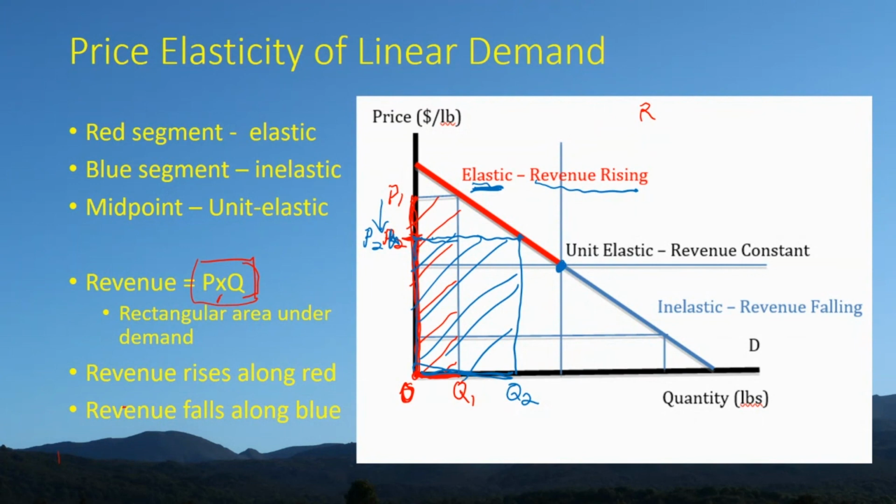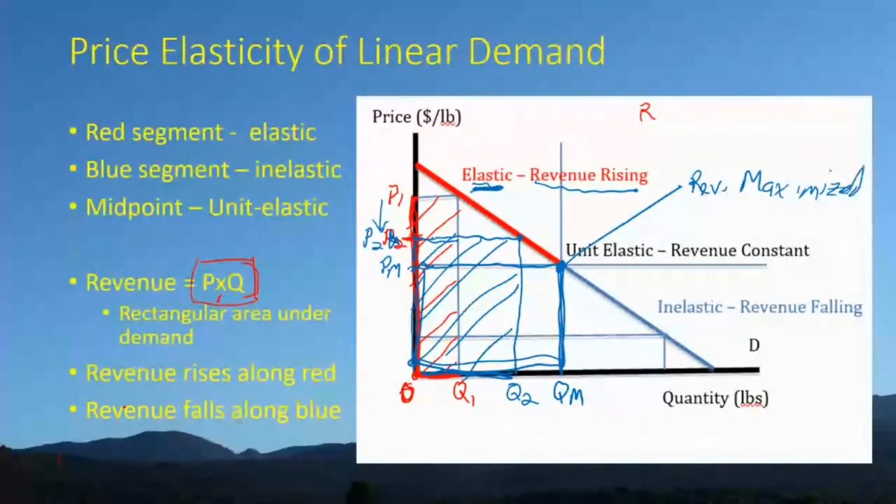But then we get to the midpoint here. And when we get to the midpoint, the price is going to be PM, and the quantity is going to be QM, and the revenue is going to be given by the area of this rectangle here. Okay? And that rectangle is now going to be actually the biggest area that we could get from this particular exercise. So at this point, revenue is maximized. Revenue is going to be at a maximum when you're at the midpoint of a linear demand curve.